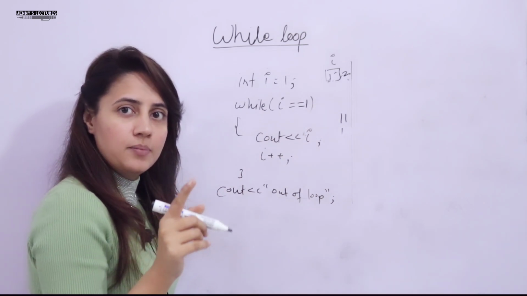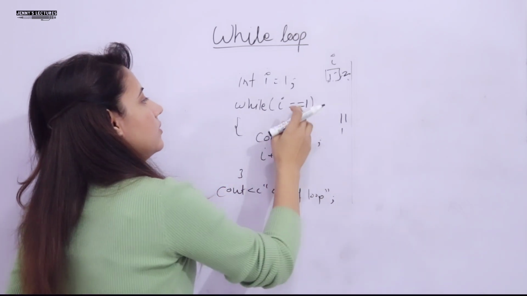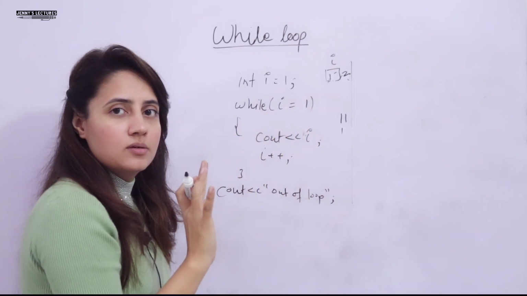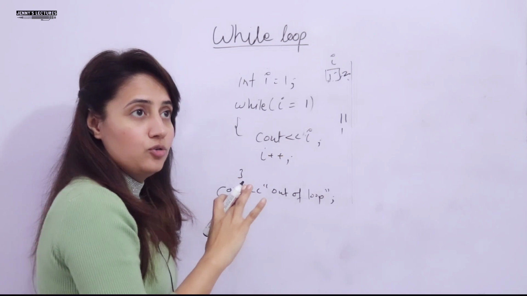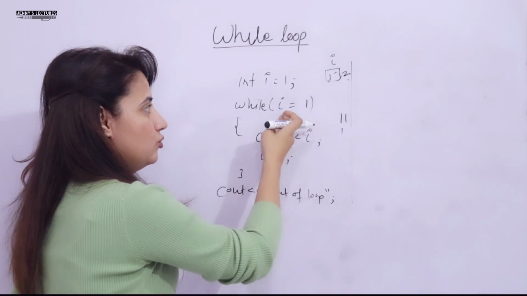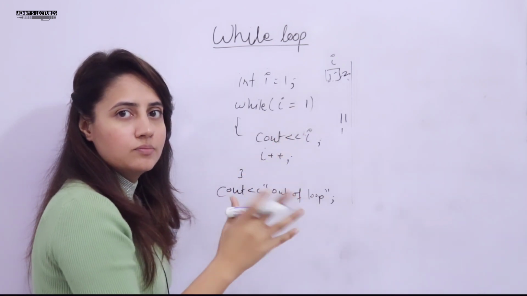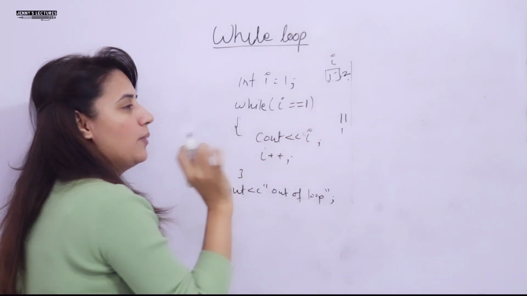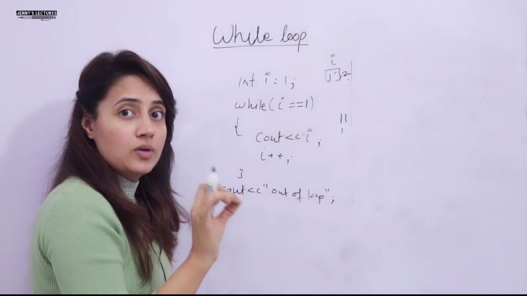This is very important. Sometimes they put this kind of thing, and you think that you are going to check the equality condition, and your answer would be wrong. The equality condition is this one, double equal to. This is what is used to check equality.